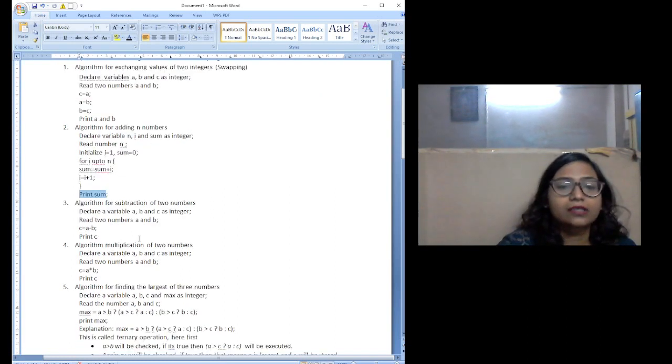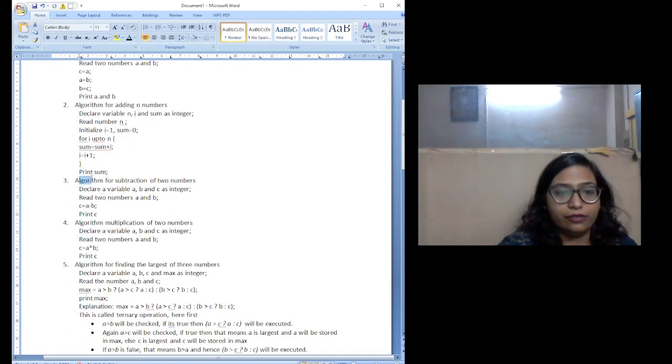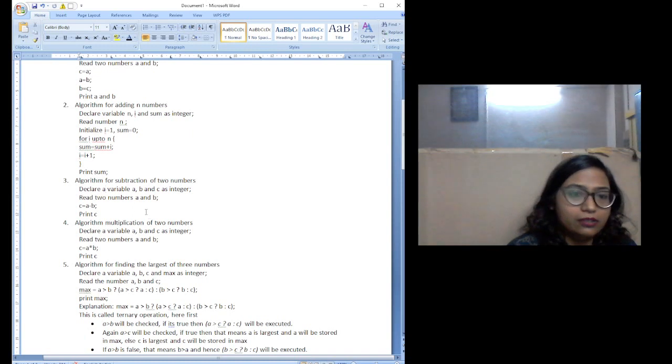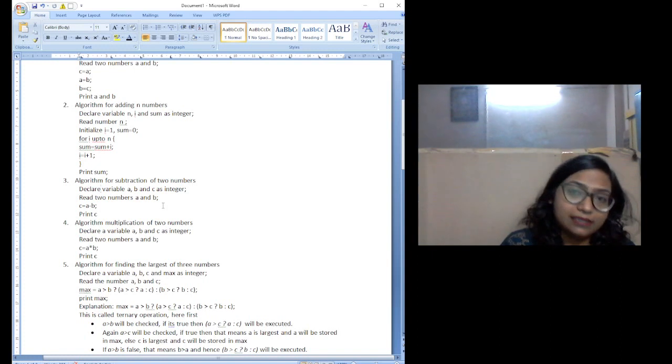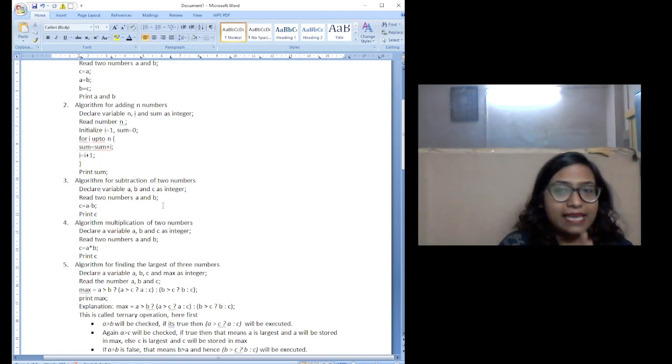Okay. Now comes the third algorithm, for subtraction of two numbers. Again the same thing I am doing. I am taking three variables a, b, c as integers. Okay. Now I am taking two variables a and b that we read from the user. Okay. Now what we do is in the third variable c, I am placing a minus b and printing c.